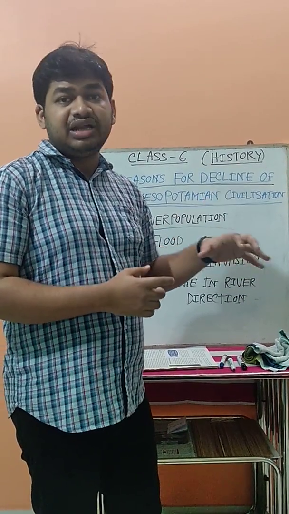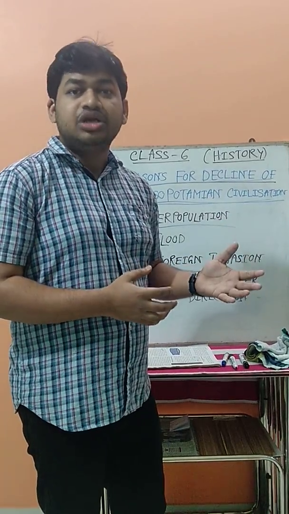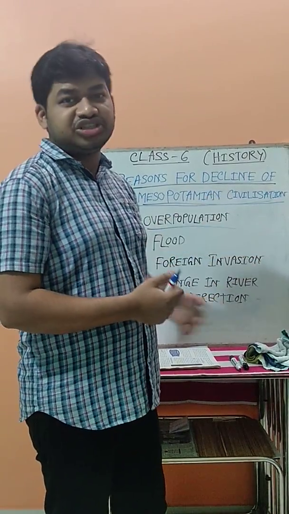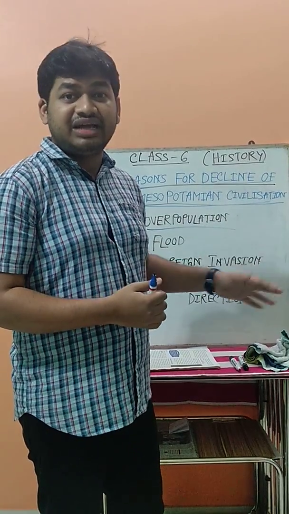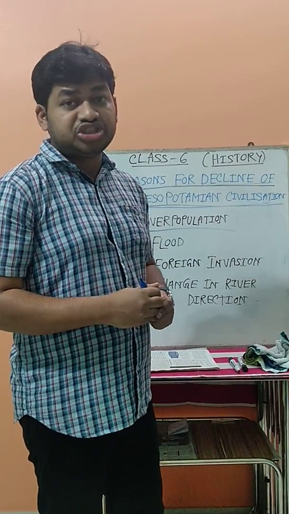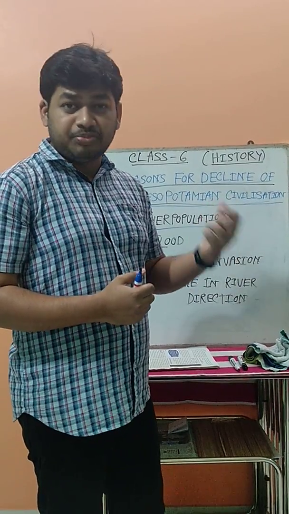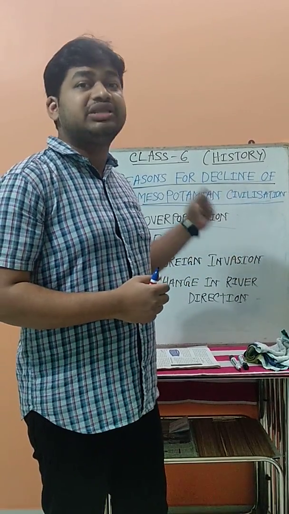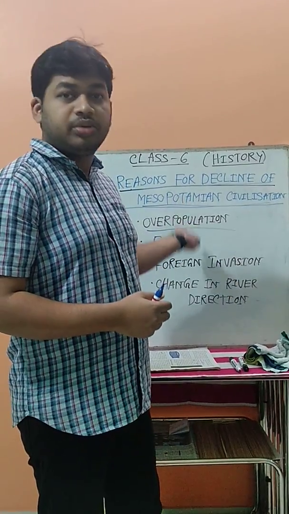Now, the Mesopotamian civilization was a very prosperous and wealthy civilization from the economic side and all sides. So many people wanted to stay in this civilization. That is why day by day the number of people increased, and that is the reason for overpopulation. Due to this overpopulation, the civilization declined because many people did not get proper supplies or proper facilities. They did not get a sufficient amount. The increasing population is one of the reasons for the decline of the Mesopotamian civilization.